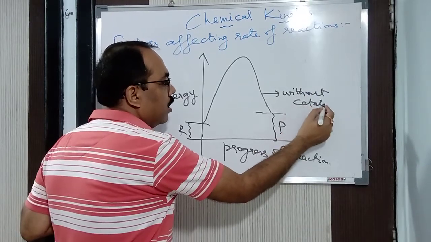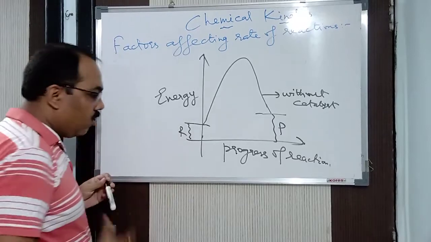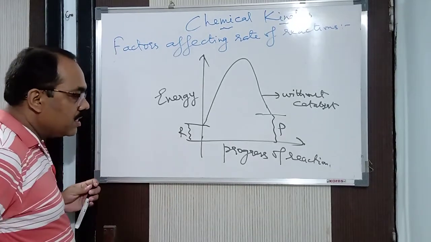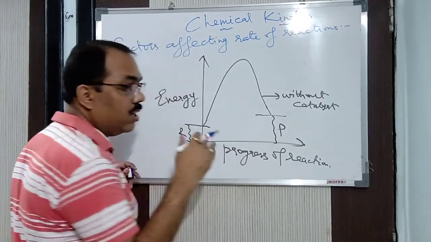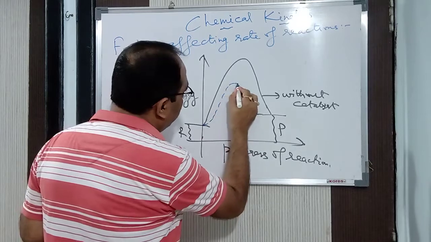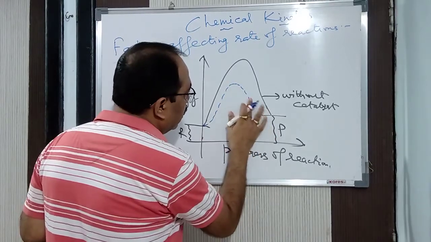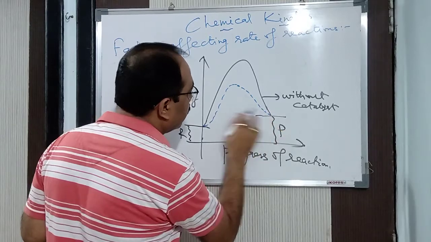Now, what I said, a catalyst provides an alternate path. What do you mean by that alternate path? See, this is an alternate path. When you take a catalyst, if it is a positive catalyst, the reaction will be faster. So this is the alternate path, it is being provided by the catalyst.